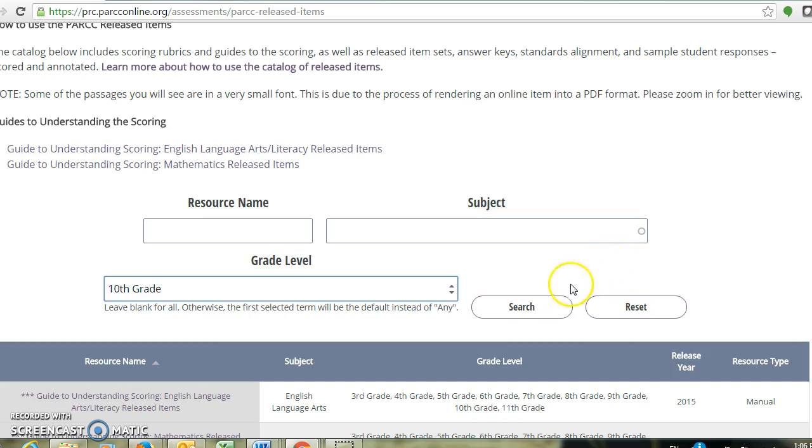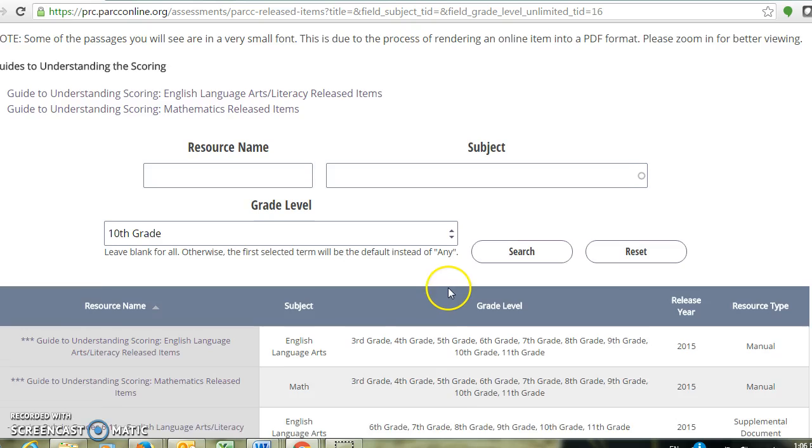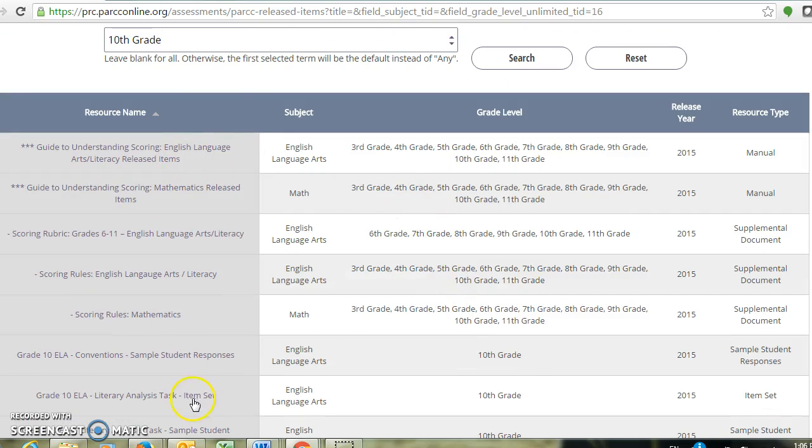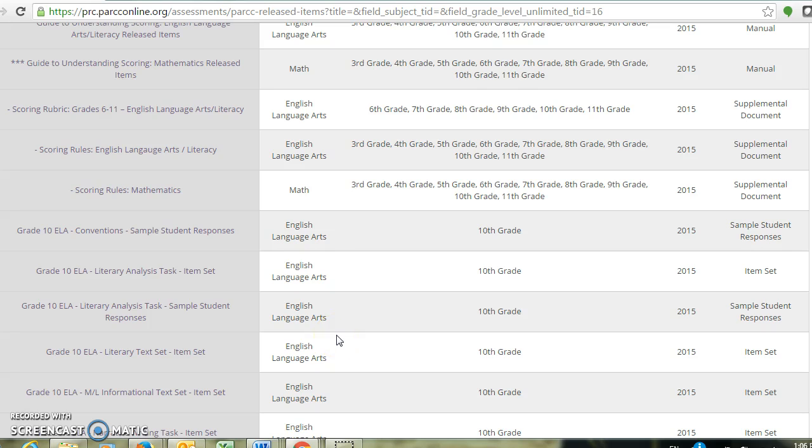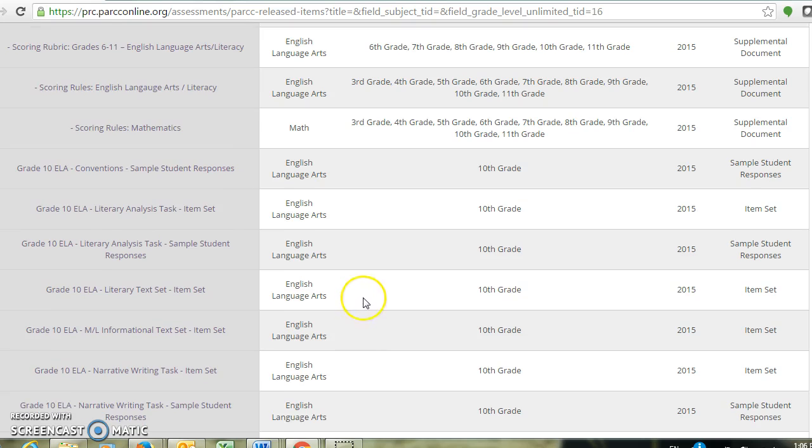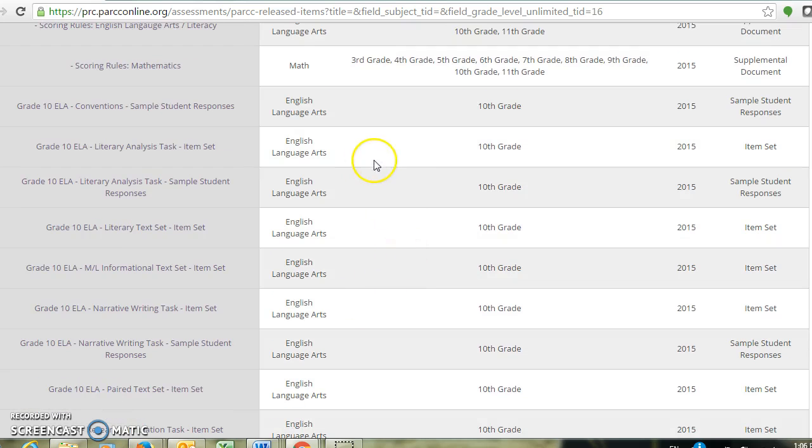I'll just select 10th grade, and click on Search, and you can see that all the items that have been released from last year's PARCC, all the items that you took last year, are here, so that you can look at them and go over them again to prepare for this year. So I'm going to click on the literary analysis task in English Language Arts from last year for grade 10. You can click on anything you like, English Language Arts, math, whatever you like.